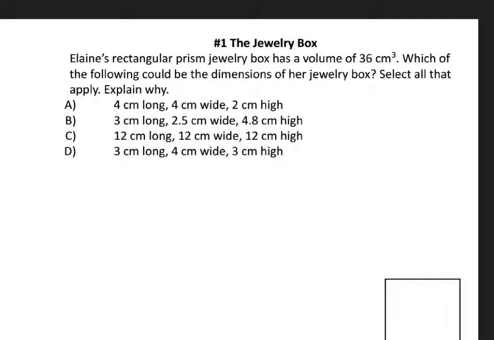So starting with A, we're going to do 4 times 4 times 2. Since they're rectangular prisms, we just multiply the 3 numbers. So 4 times 4, I'm not going to show the calculator in this video, but 4 times 4 is 16. 16 times 2 is 32 centimeters cubed. So that does not have a volume of 36 centimeters cubed.